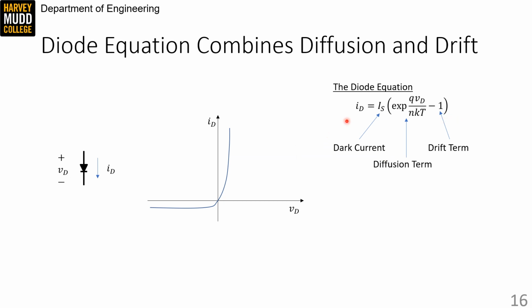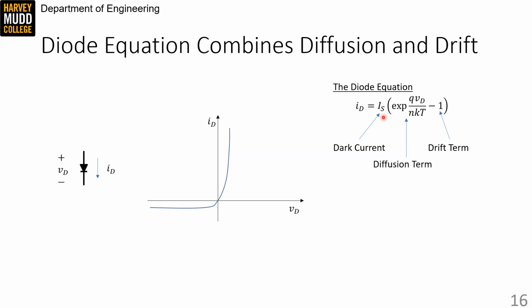The diode equation combines the exponential probability of transit that we talked about when we were looking at diffusion, and it subtracts a constant from that to represent the constant amount of drift current, which is independent of the applied diode voltage. And the diode voltage is up here. This total current transit probability is multiplied by a new parameter called the dark current, which is labeled IS.